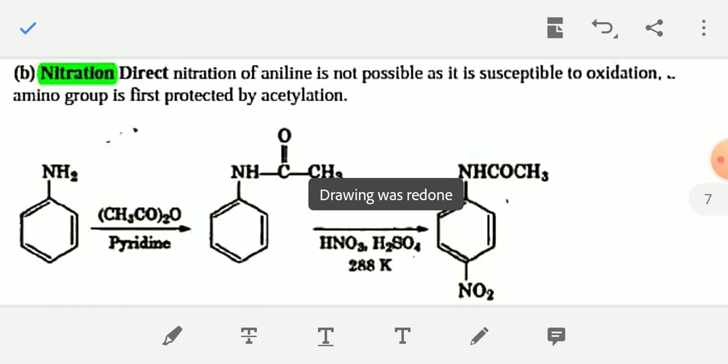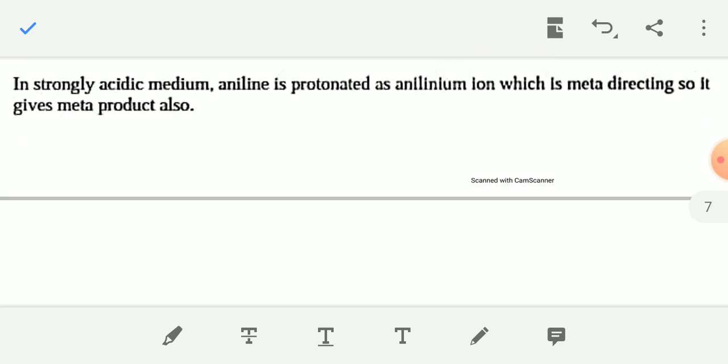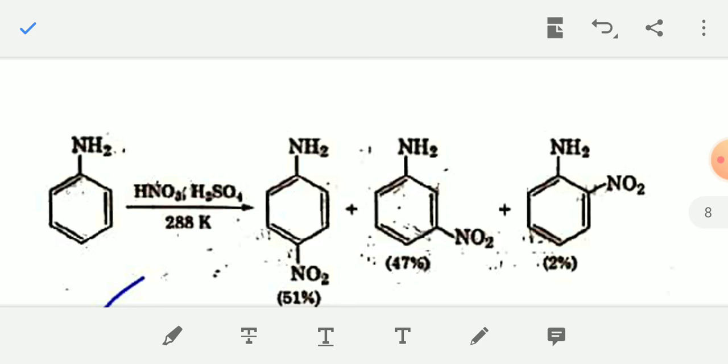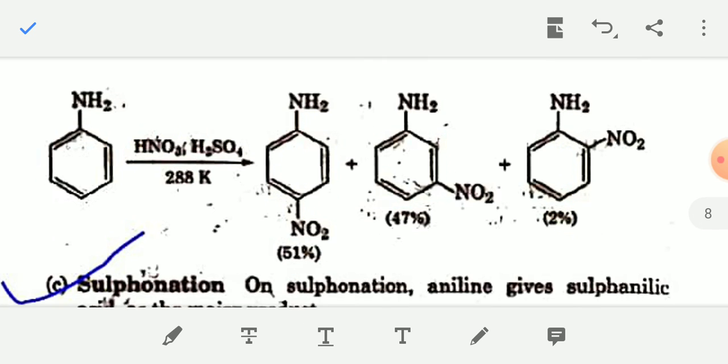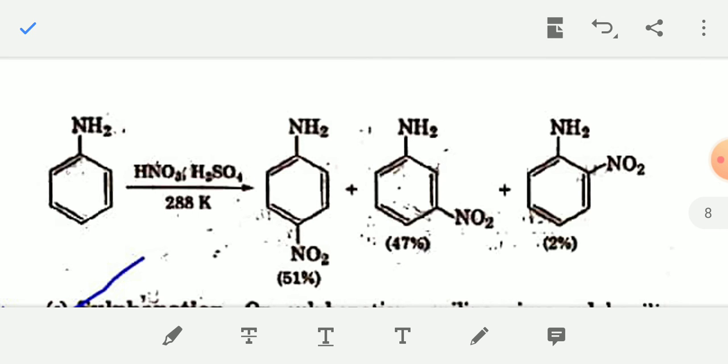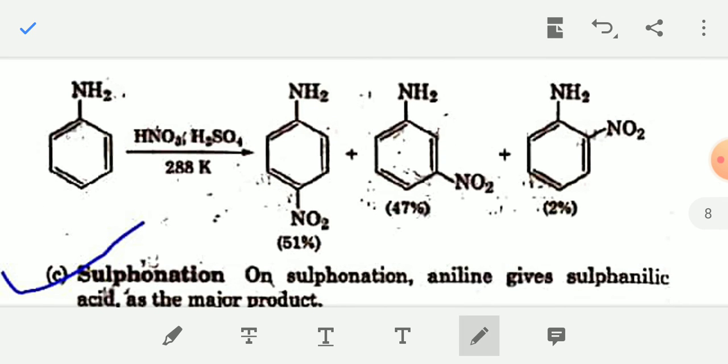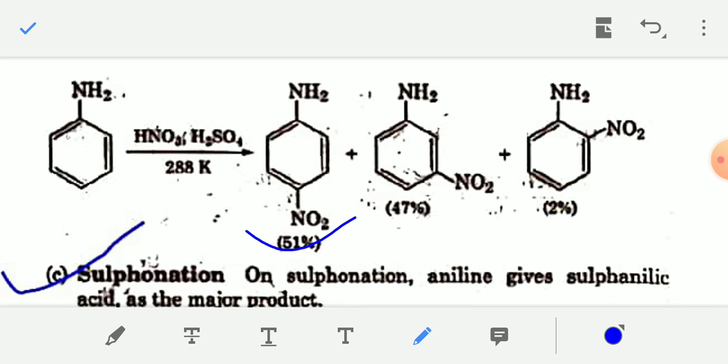Next, nitration. If you react aniline with nitric acid and sulfuric acid, a mixture of concentrated nitric acid and sulfuric acid, it is known as mixed acid. Aniline, when it reacts with mixed acid at 288 Kelvin, will be converted into para-nitroaniline 51%, meta-nitroaniline 41%, and 2% ortho-nitroaniline.